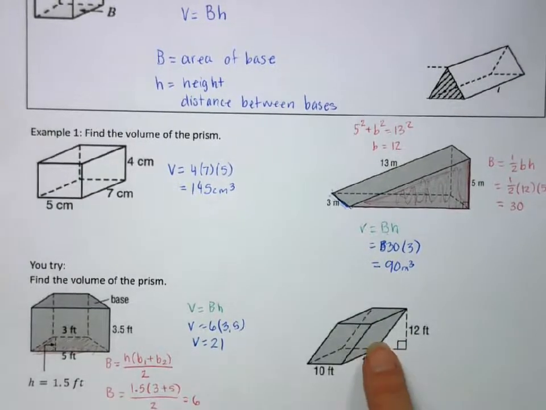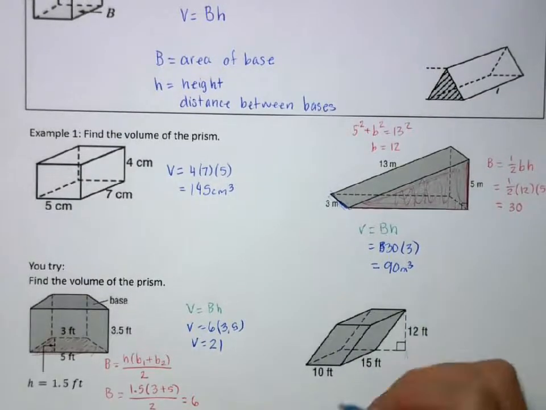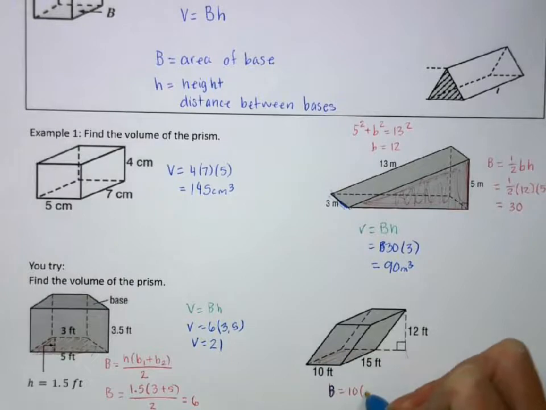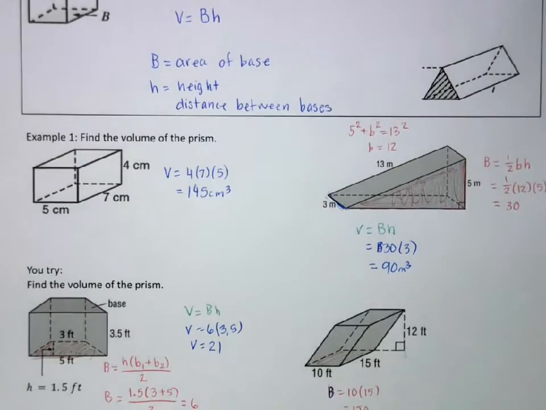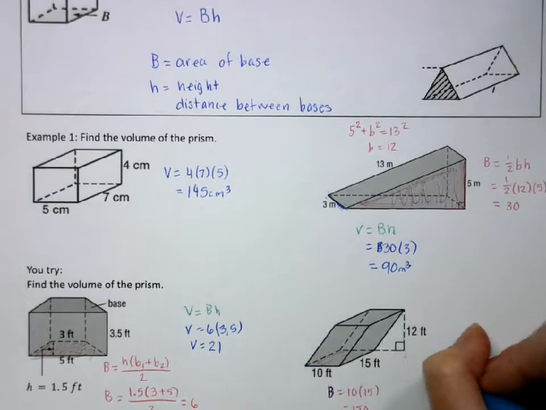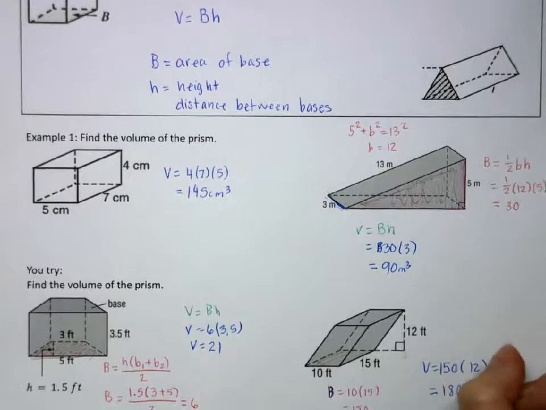This one, the height is the perpendicular distance between the bases. So our base here is going to be this shape. So that's going to be 10 times 15. And our volume is going to be the base times the height, which gives us 1,800 feet cubed.